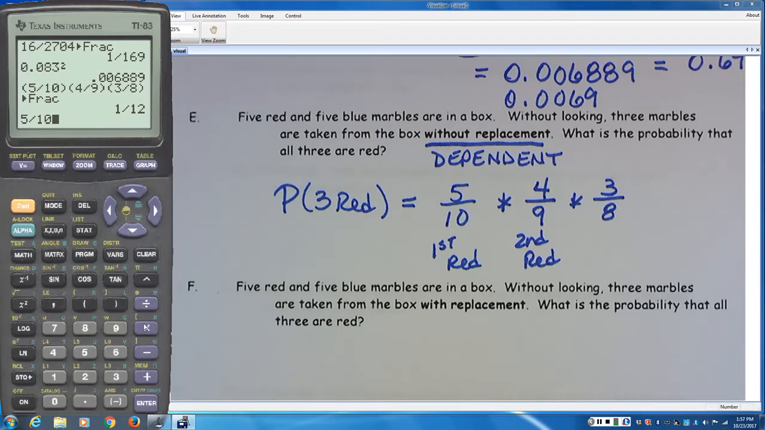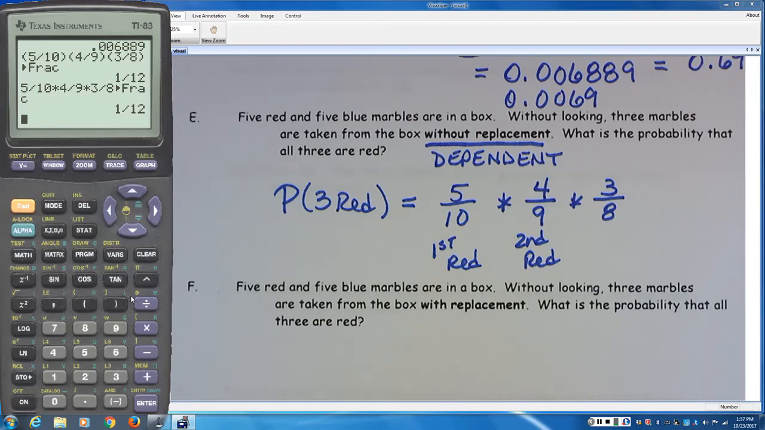5 over 10 times 4 over 9 times 3 over 8, you still get the right answer. But that won't always happen, so be very careful.